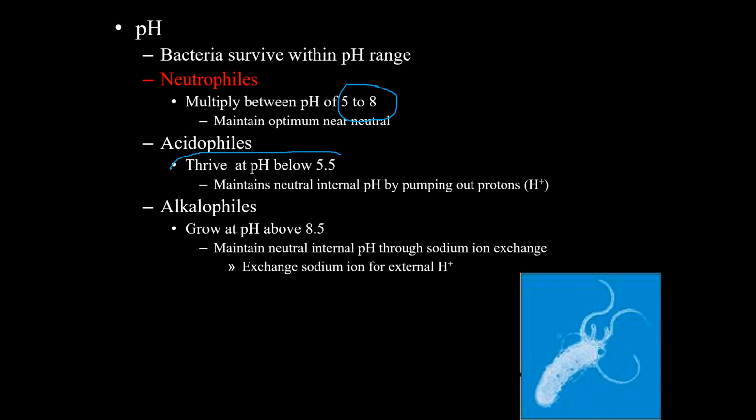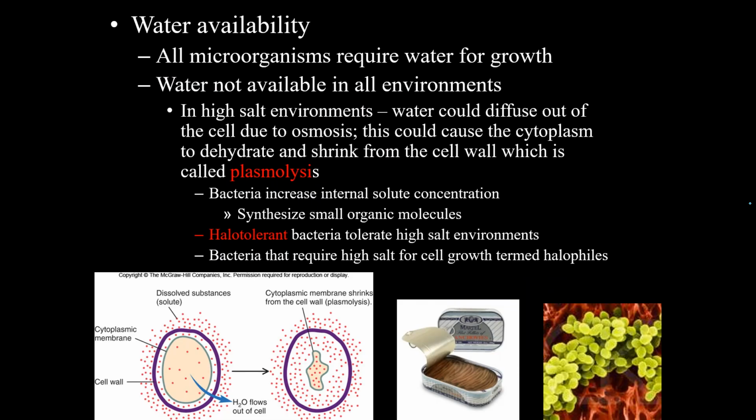Acidophiles like it more acidic. Remember that anything with a pH less than 7 is technically acidic, but I'm going to say anything less than 5 is going to be an acidophile, and anything greater than 8 is going to be an alkalophile. They're going to like a basic environment. Next up, we're going to talk about water availability.